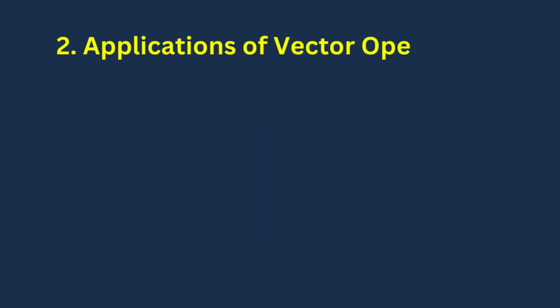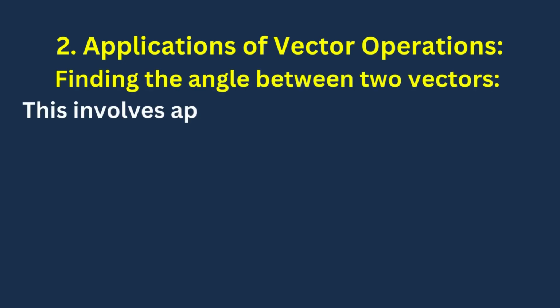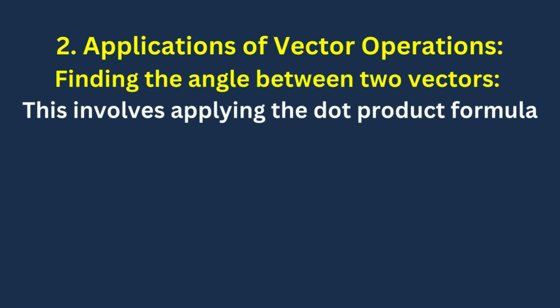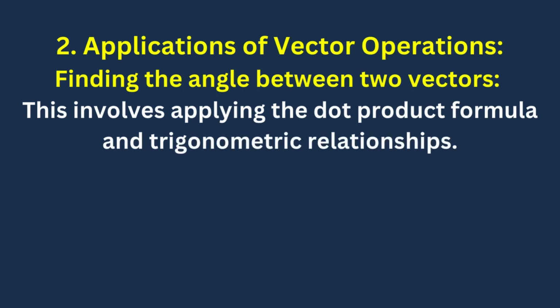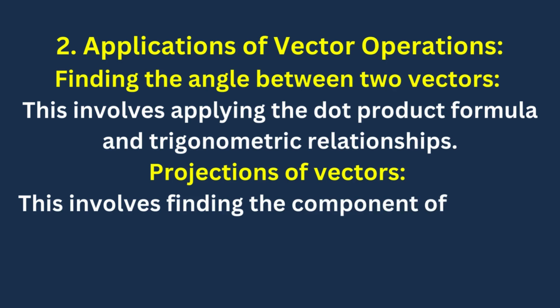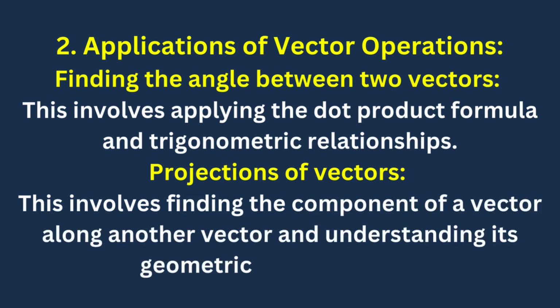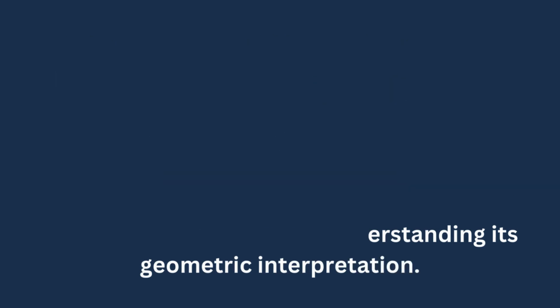Number 2. Applications of vector operations. Finding the angle between two vectors. This involves applying the dot product formula and trigonometric relationships. Projections of vectors. This involves finding the component of a vector along another vector and understanding its geometric interpretation.